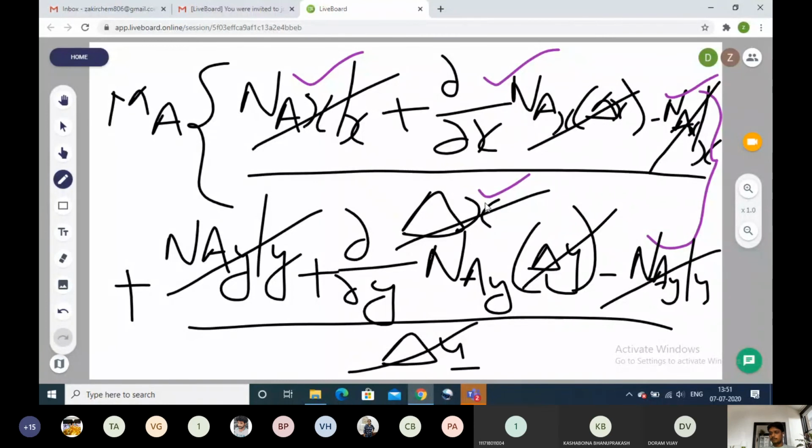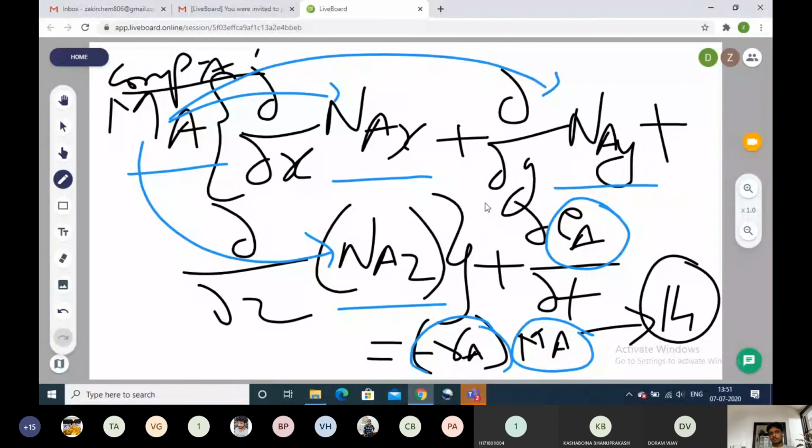So finally, the leftover is a very simple equation, which is this one: M_A into dou by dou x of N_Ax plus dou by dou y of N_Ay plus dou by dou z of N_Az, plus this leftover term, dou rho A by dou t, is equal to minus rho into N_A. This is equation 4, and it is applicable only for component A. Similarly, for component B, we just replace A with B: M_B into dou by dou x of N_Bx plus dou by dou y of N_By plus dou by dou z of N_Bz plus dou rho B by dou t is equal to minus R_B into M_B.